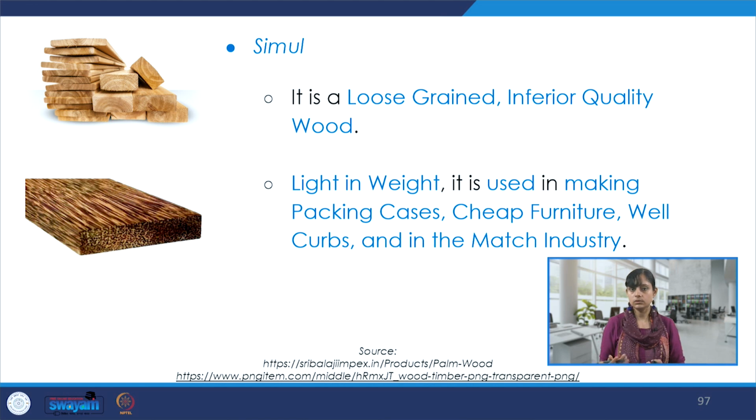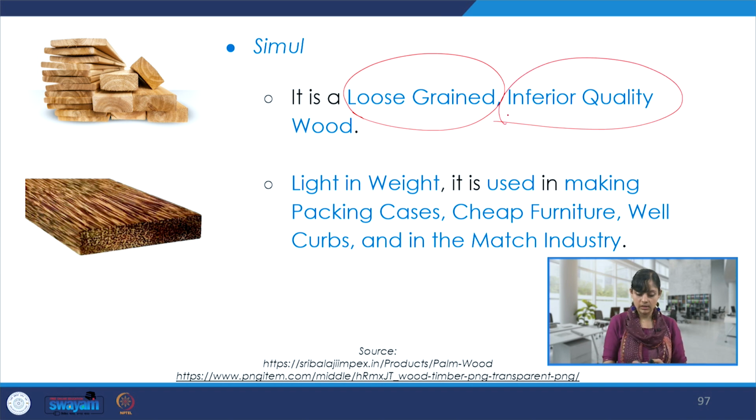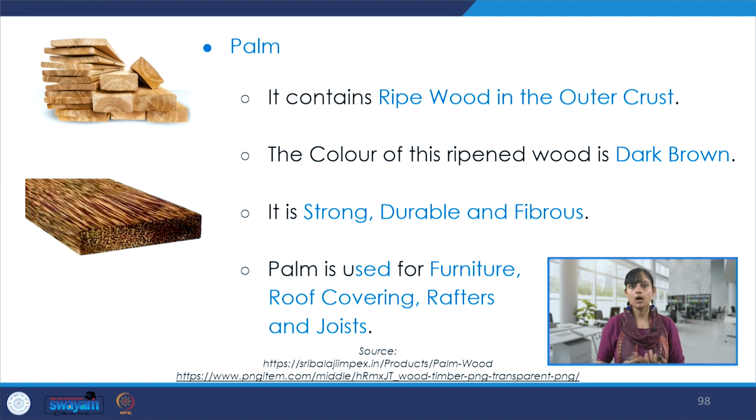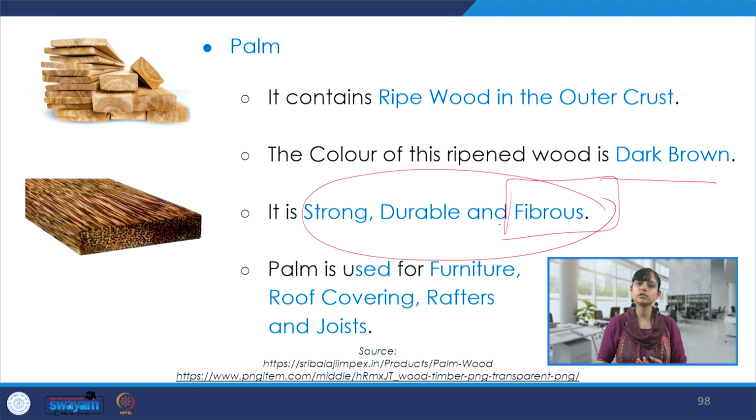Then we have simul, which is loose grained in structure, slightly inferior quality wood, technically speaking, light in weight, and it is used for making cheap furniture. Then there is palm. It contains ripe wood in the outer crust. The color of this ripened wood is dark brown, strong, durable, and fibrous. And it is used for furniture as well as construction purposes such as roof covering, rafters, and joists.